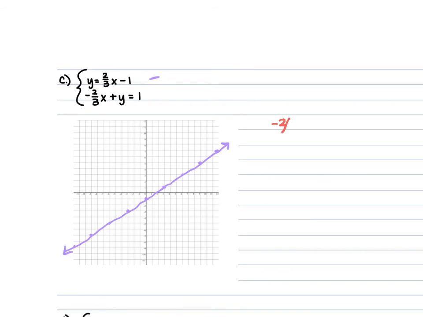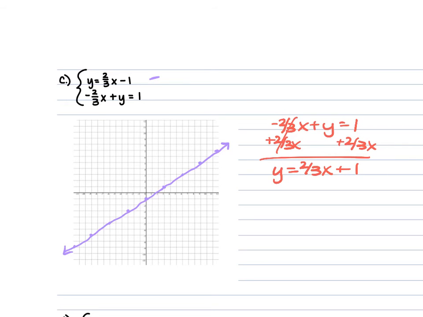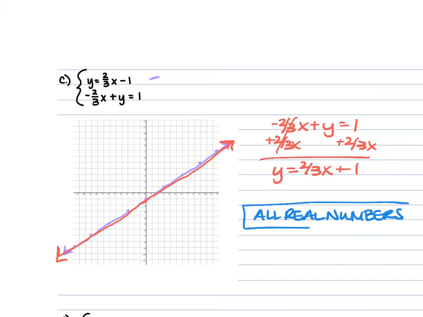We have negative 2 over 3x plus y is equal to 1. So we're going to add the 2/3 x to both sides. So this gives us y is equal to 2 over 3x plus 1. We'll realize that these two are the same exact line, so it's literally going to be right over each other. So because they share the same exact points, we have all real numbers. You can also give me this for your answer. So the symbol for all real numbers is fine as well.